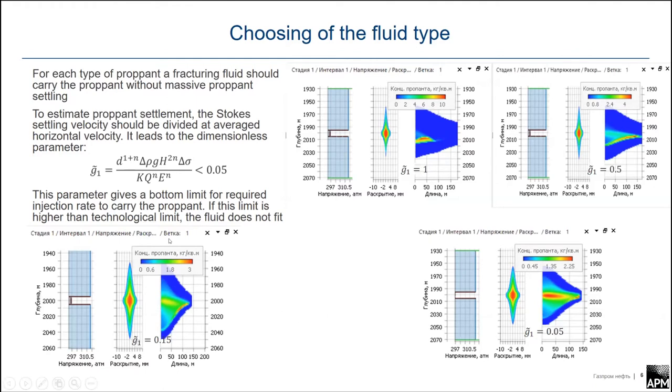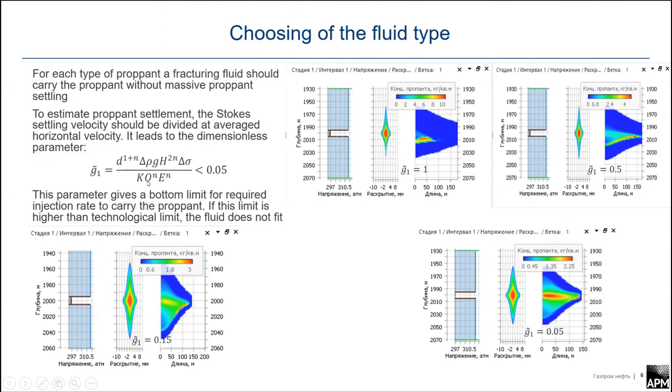So the main idea is that we have some dimensionless parameter, which is the ratio between settlement speed and horizontal speed. It's written here. I estimated it from the following parameters: diameter of proppant, density difference between fluid and proppant, the g constant, the gravity constant, reservoir thickness, effective pressures in the fracture. K and n are rheological parameters. I will show below what they mean, and also the Young modulus and the fluid rate.